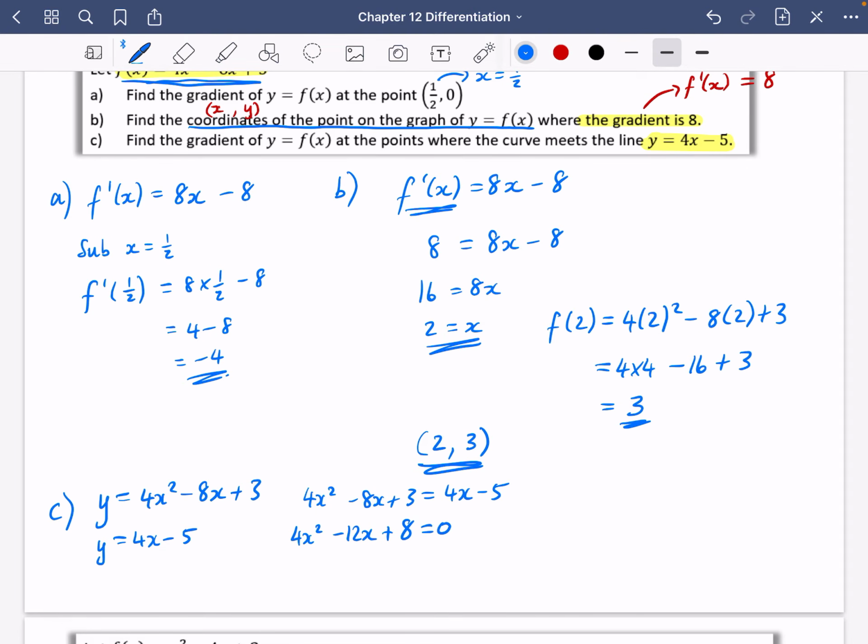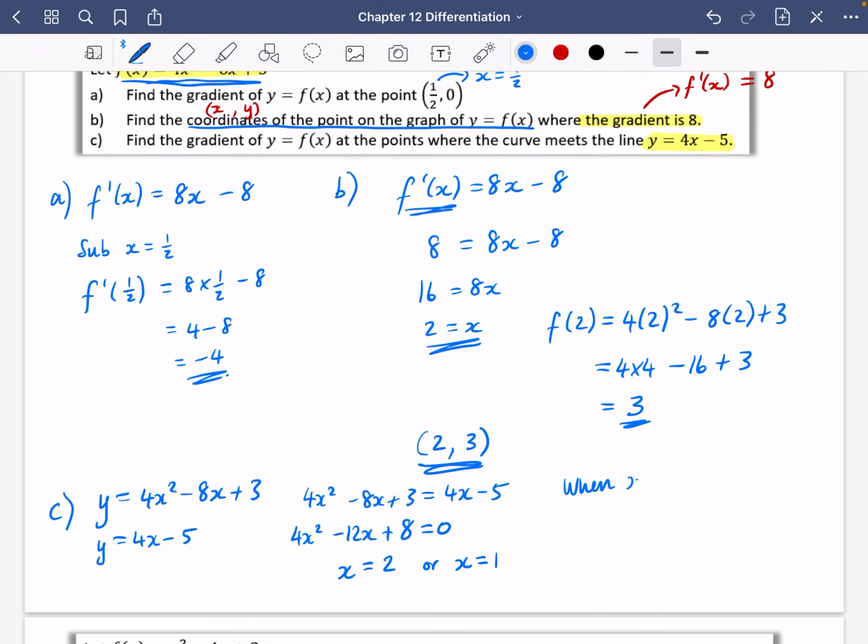I'm not even going to bother simplifying that. I'm just going to go straight to my equation solver on my calculator, and I'm going to put in the coefficients as 4, minus 12, and 8. And it gives me the values that x is equal to 2 or x is equal to 1. So we need to find the gradients at these points.